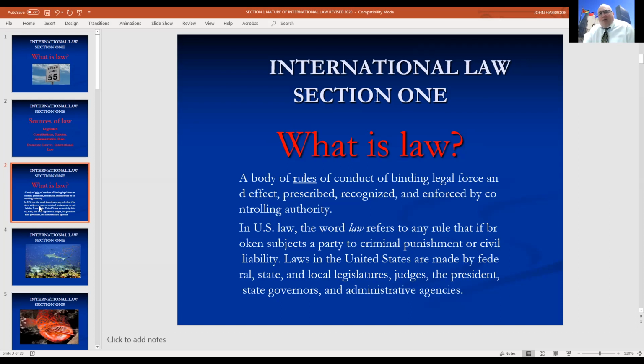Well, again, let's step back one step farther. What is law to begin with? Does it really require a written rule? Are there unwritten rules? Are there laws that are created outside of mankind? So let's go to the next slide.